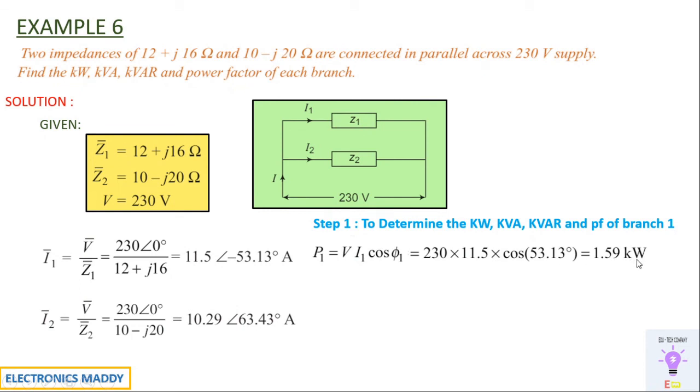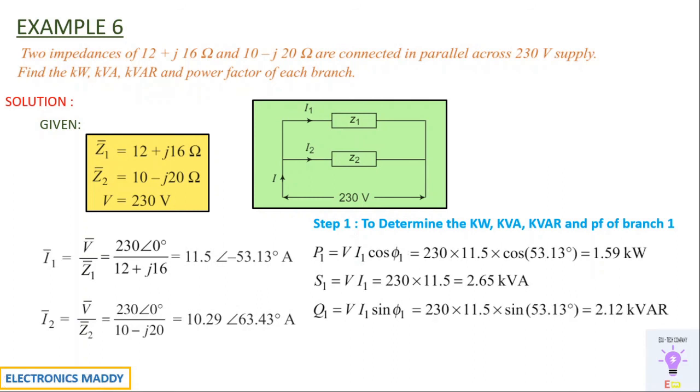Next step is to find the apparent power. Apparent power is nothing but the product of voltage and current according to definition. S1 is equal to V into I1, that is with respect to branch 1. Substitute, you will be getting 2.65 kilovolt ampere. Once this is done, kVAR is the reactive power, given by Q1 equal to VI1 sin phi 1. Substitute, you will be getting 2.12 kVAR.